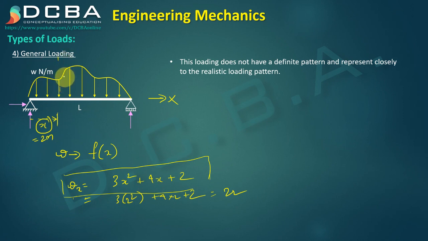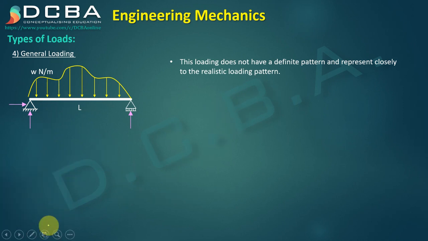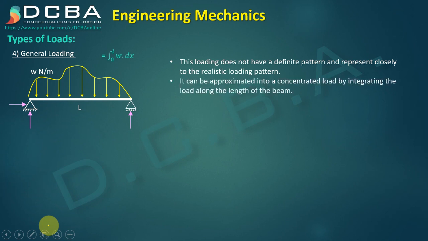Then what you can do is take a small strip of length dx, and the value here is W(x). So the area of this strip will be W(x) into dx, and then you can integrate it from 0 to L. You will get the concentrated force. We do not have to do this in engineering mechanics, just for your information, I am telling you.